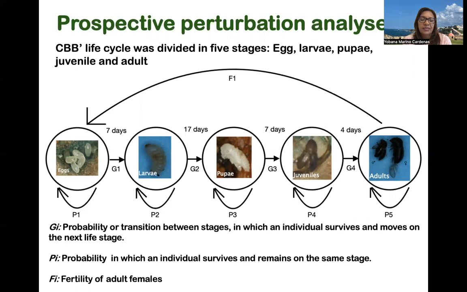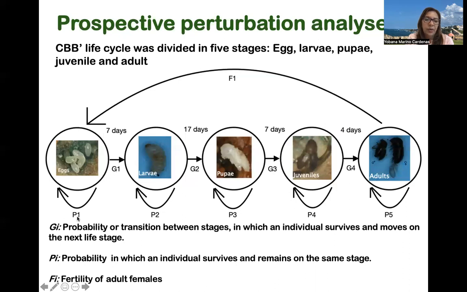25 degrees Celsius. For example, the developmental time from egg to larvae was 7 days. From larvae to pupae, this time includes the 2 instars, larvae 1 and larvae 2, and the pre-pupae stage, and was 17 days. From pupae to juveniles was 7 days, and from juveniles to adults was 4 days. We used these times to calculate the different probabilities.